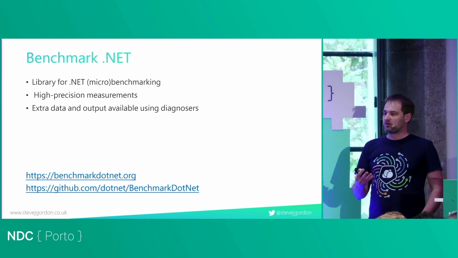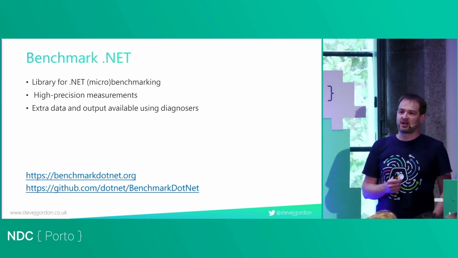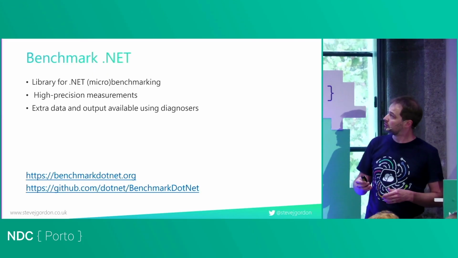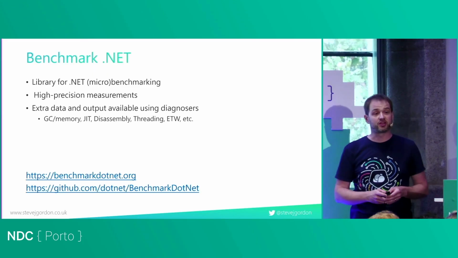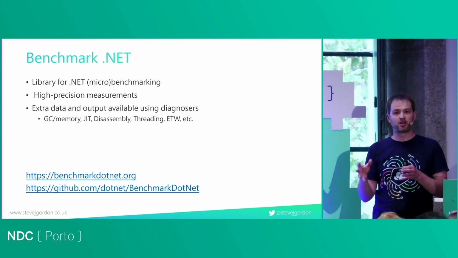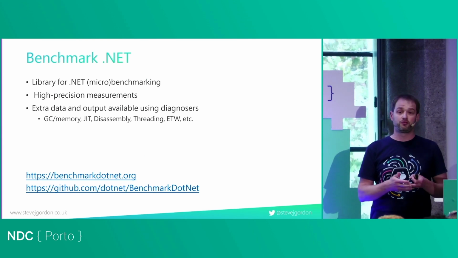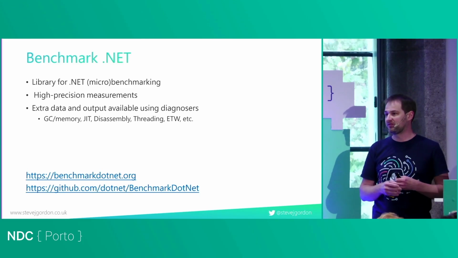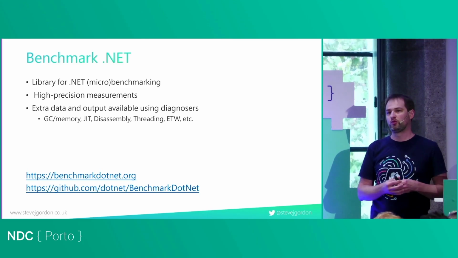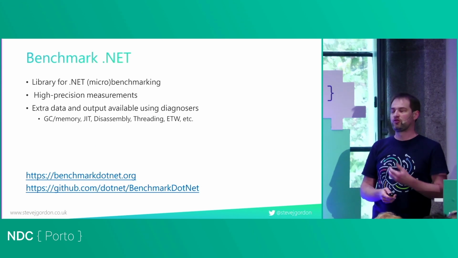There's various other pieces of data that we can collect in the form of diagnosers. We'll see one in action shortly, but these are things like GC and memory. We can change the GC mode that we're running our benchmarks under. We can look at different JIT modes and things. And this can be useful, because sometimes we can then replicate more closely what would be a production system when we're doing our benchmarking.